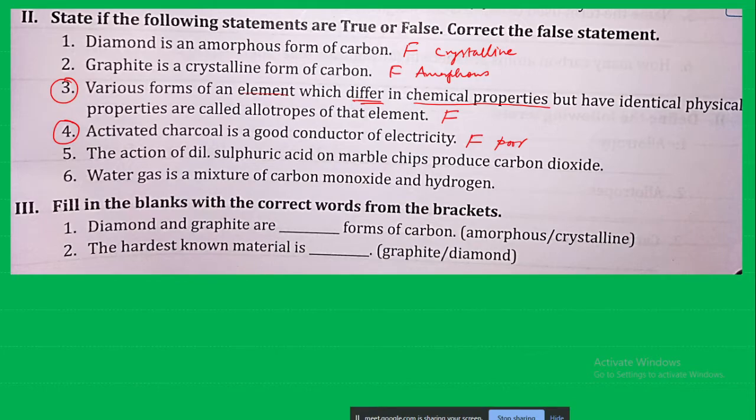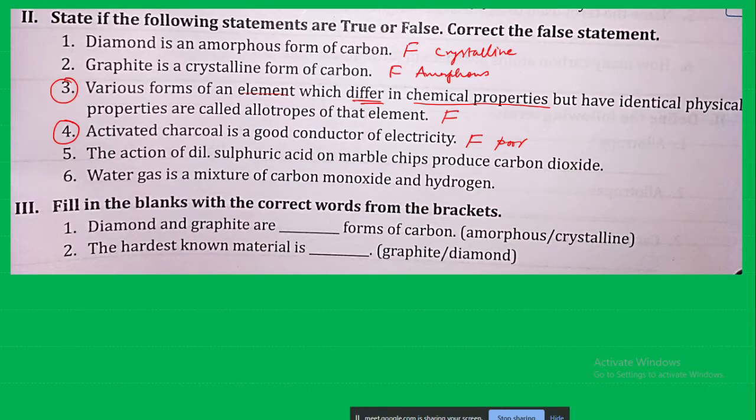Water gas is a mixture of carbon monoxide and hydrogen. True. This is what we call water gas. Hydrogen is there, no? H2O, try to remember it like this. This is water gas because we are passing steam over it. Producer gas is different. Producer gas is a mixture of carbon monoxide and nitrogen.